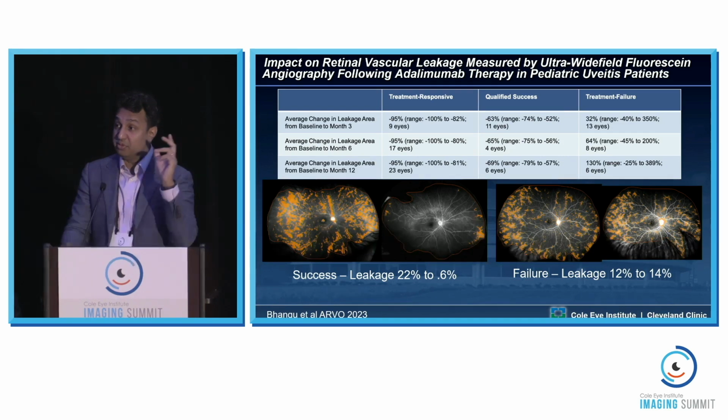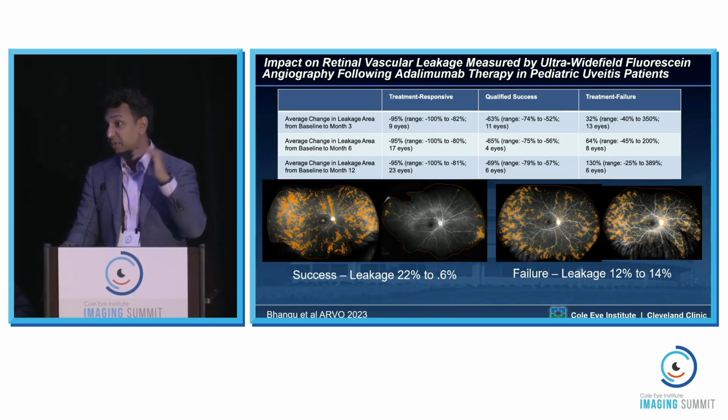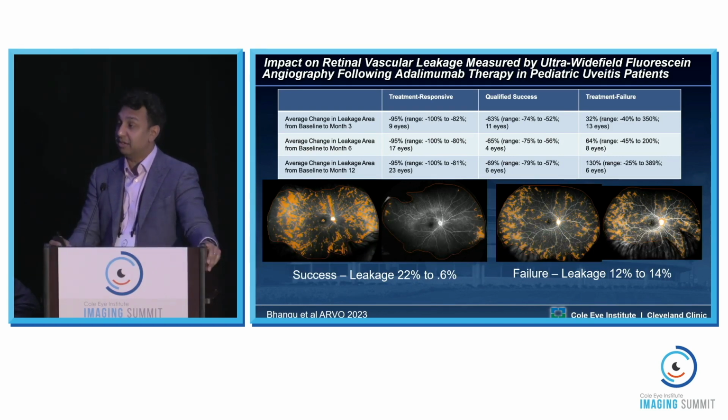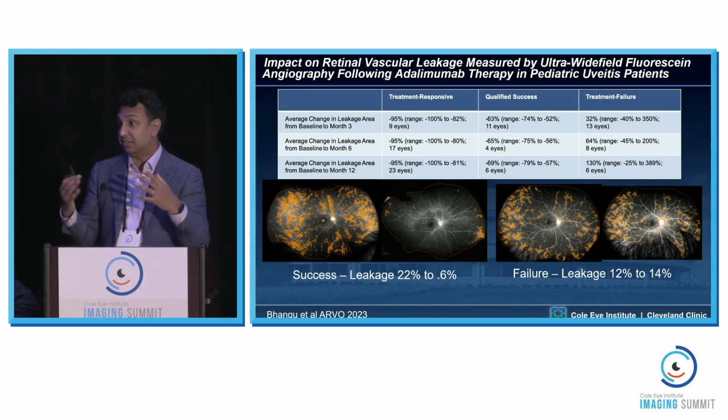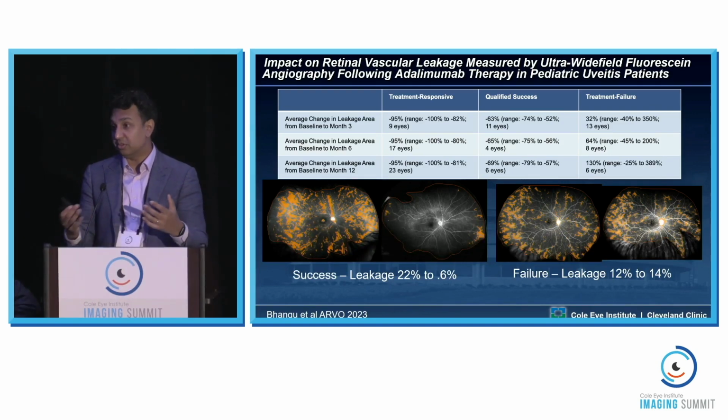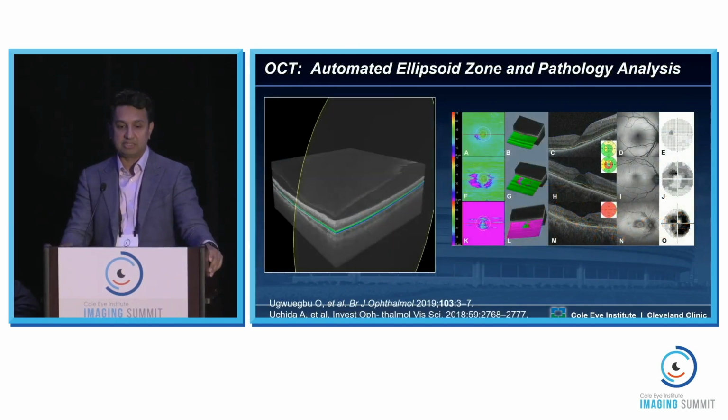Well, it turns out if you don't have any improvement on leakage metrics by month 3, the likelihood is that they're never going to have any improvement of their leakage by year 1. And you can see and understand that maybe we should make the switching based on these leakage metrics sooner than we currently do in our practice.